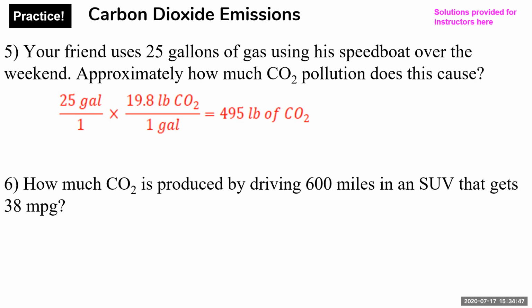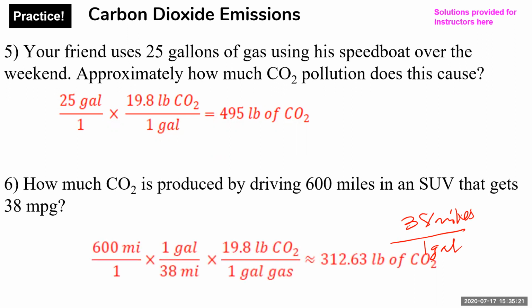Now, how much CO2 is produced by driving 600 miles in an SUV that gets 38 miles per gallon? So for every 38 miles, the SUV consumes 1 gallon of gas. So you do 600 over 38.